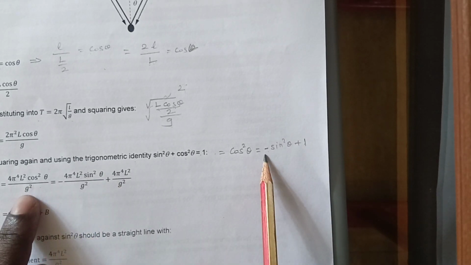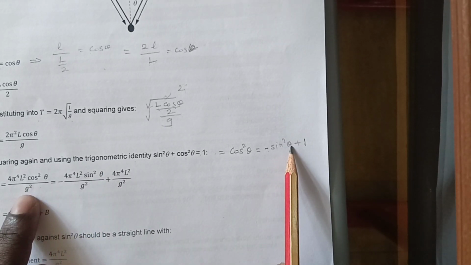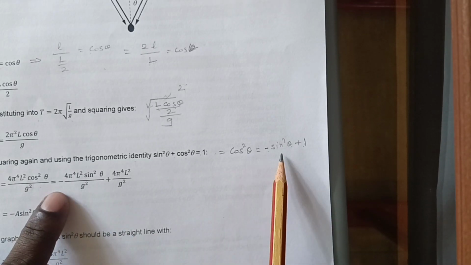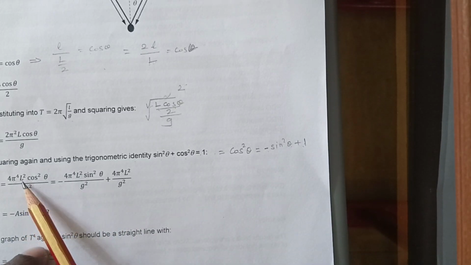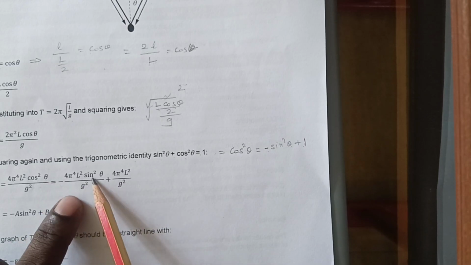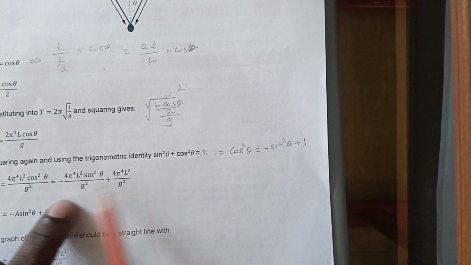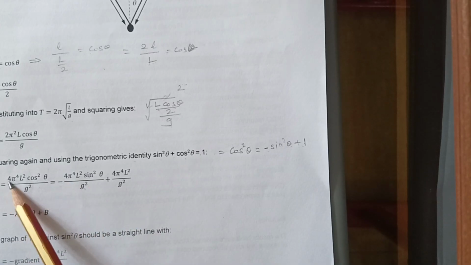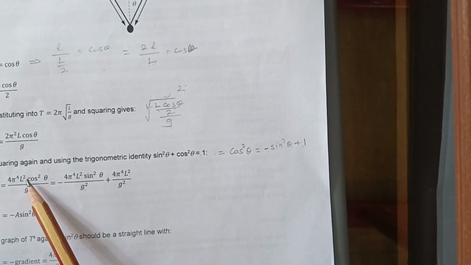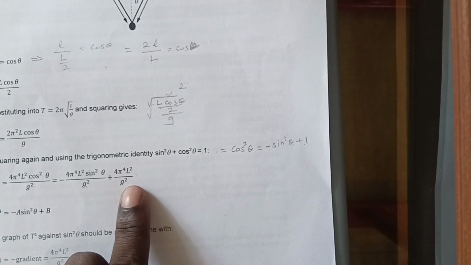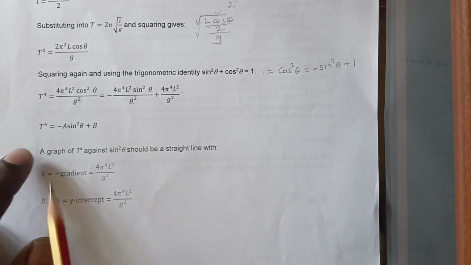So then cos square theta equals minus sine square theta plus 1. So minus 4 pi square L square, here instead of cos square theta we write minus sine square theta by g square plus 1. The 1 means only the constant 4 pi power 4 L square by g square. This is what we write here.